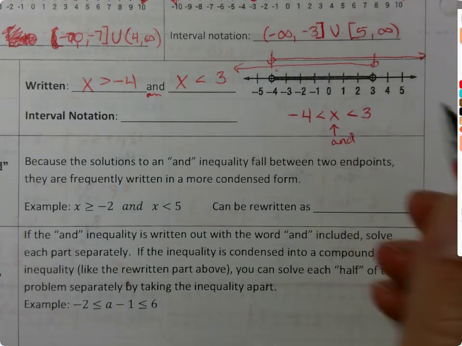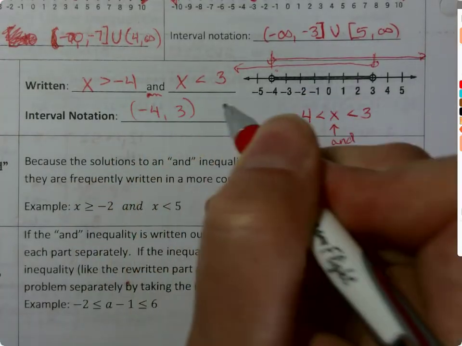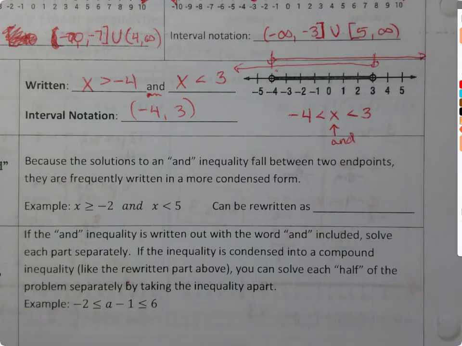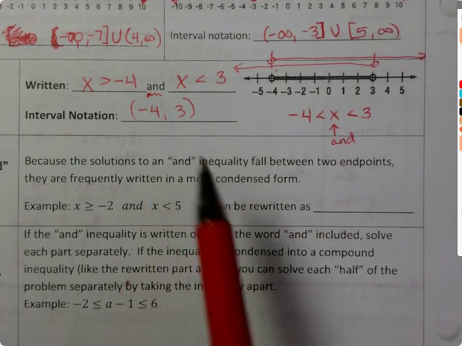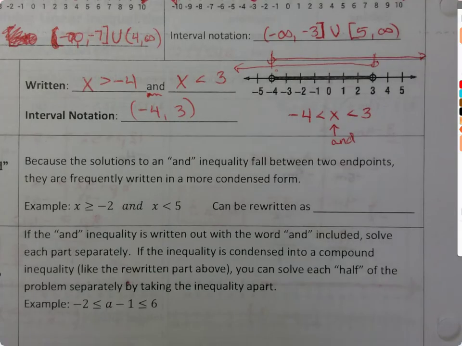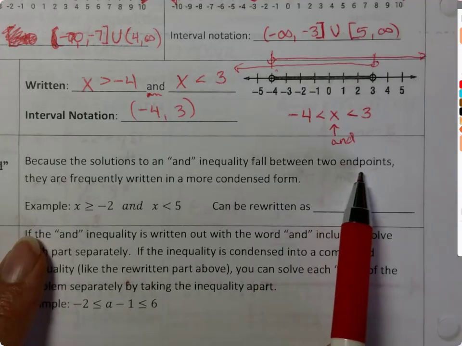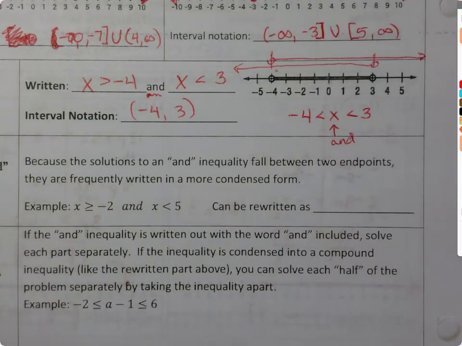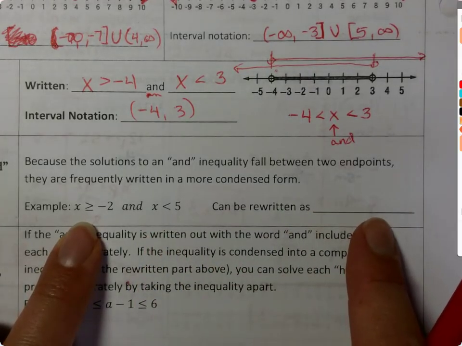Interval notation. Well, the low is -4 and the high is 3. Guys, there's no infinity symbols here. A lot of you are doing -4 to infinity and then infinity to 3. There's nothing in between. We know it starts at -4, it ends at 3. Okay? So this is what I was just talking about. The solutions to an and inequality fall between two endpoints. So you're looking for the overlap on an and statement, where an or statement is often a split unless it's a special case.